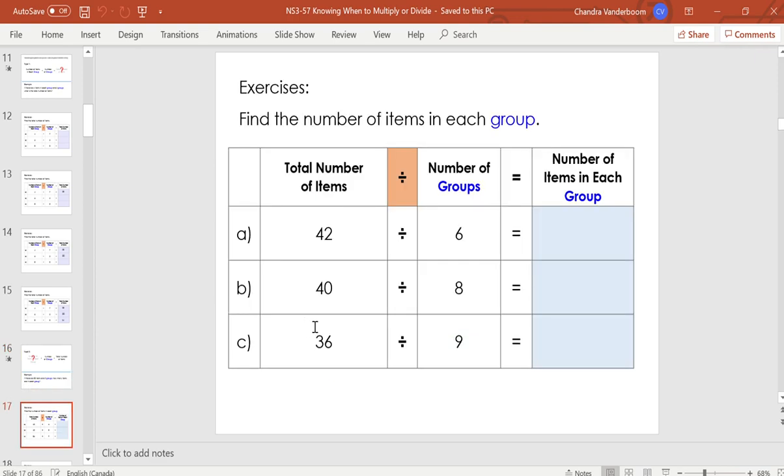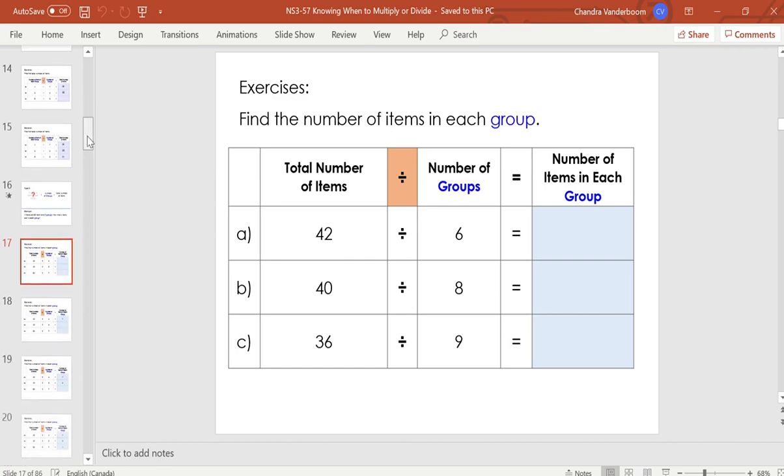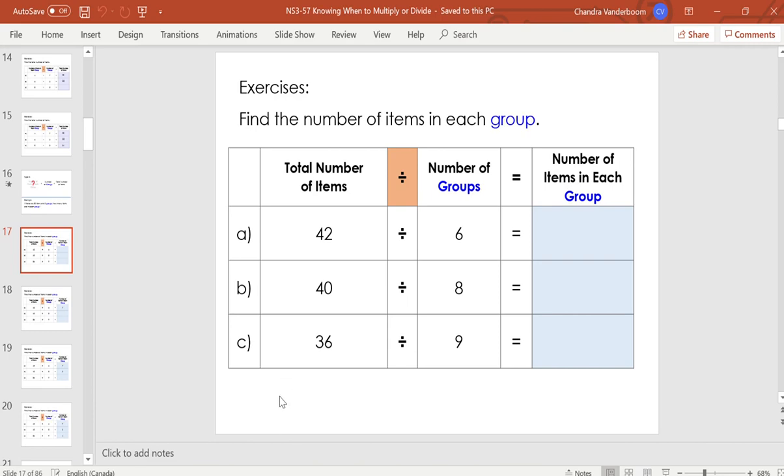So for example, if we have a total number of items, we have 42, and we know we have 6 groups, we need to figure out how many items are in each group. Well, let's divide. 42 items divided by 6 groups equals how much? How can we figure this out? There are 2 different ways we can figure it out. I didn't draw it all out, I'm just going to talk about it. We could make 42 dots and circle them into groups of 6, and then we would get our answer. That's one way to do it, for sure.